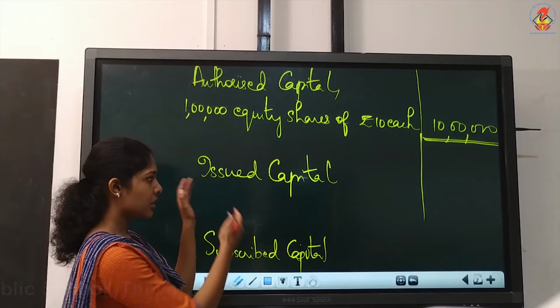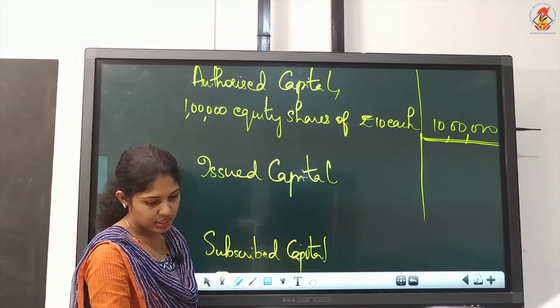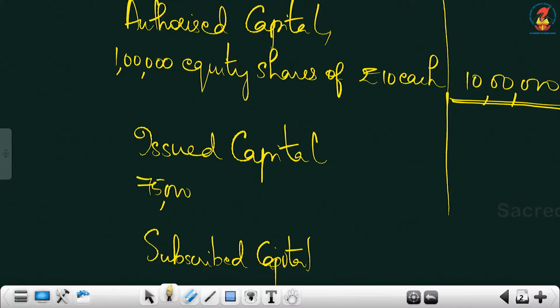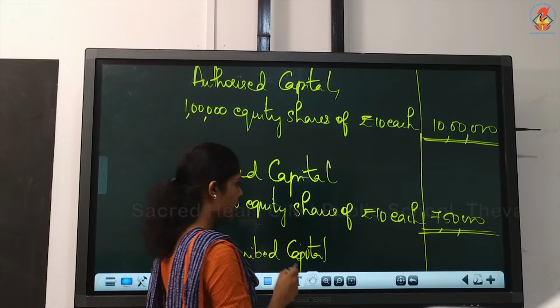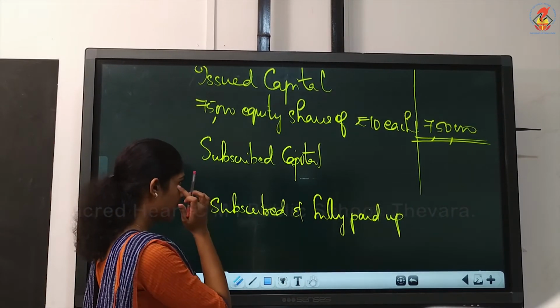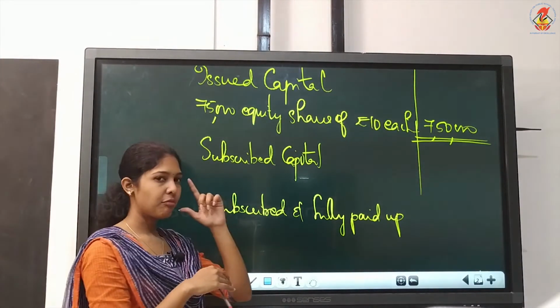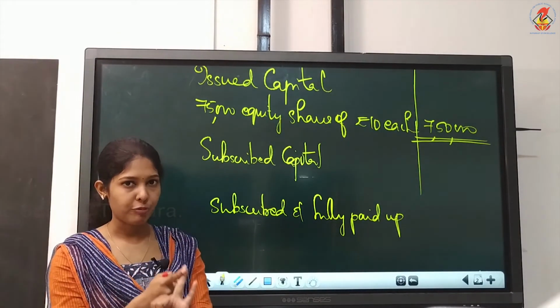Then now you can write the second category, that is issued capital. How many shares did they issue? They issued 75,000. So you write here 75,000 equity shares of rupees 10 each. So the amount is 7,50,000. Double line that. So now we finished 2 heads. Then the third one is subscribed capital. Before you write the figures, you have to think whether it is subscribed and fully paid up or subscribed but not fully paid up.